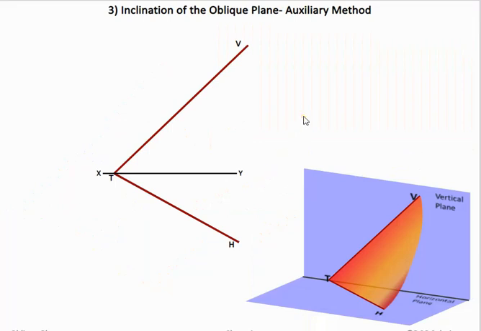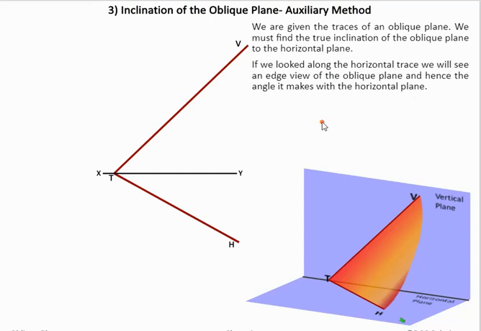Now this is another method of finding the true angle. Some students prefer this method because it's easier to understand. What we're looking at here is we're going to create an auxiliary. The auxiliary we're going to look at is along the line HT. The reason we're going to look along this line is we're going to see this whole oblique plane as just a line. And when we look along here, we're actually able to see the true angle then.